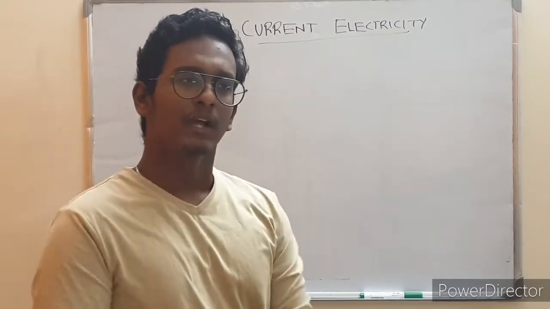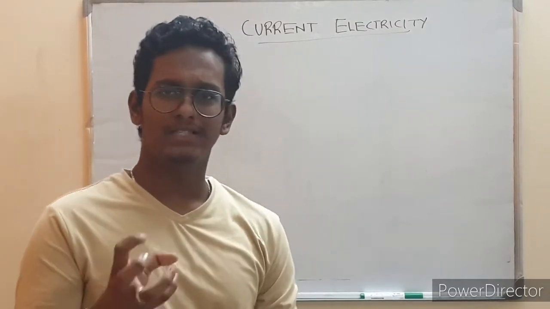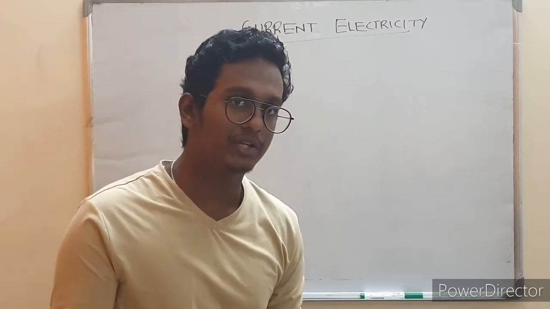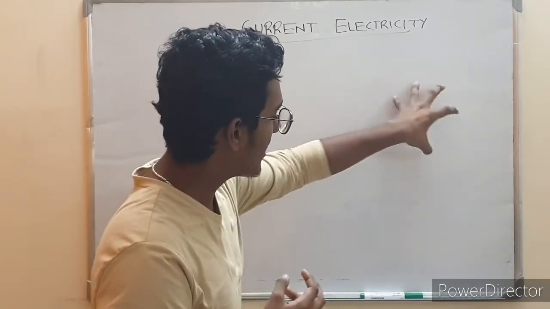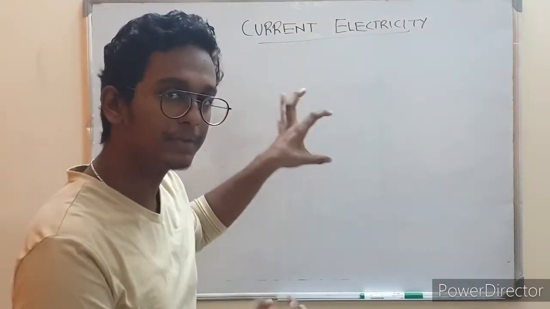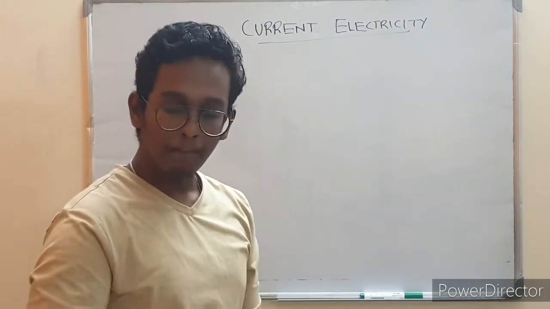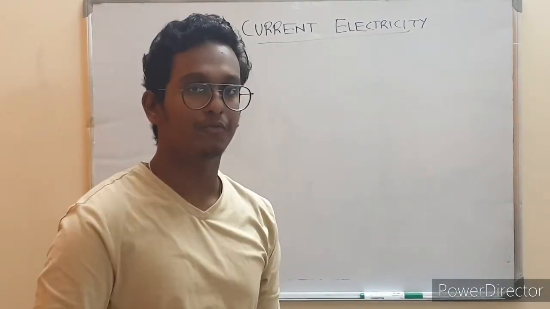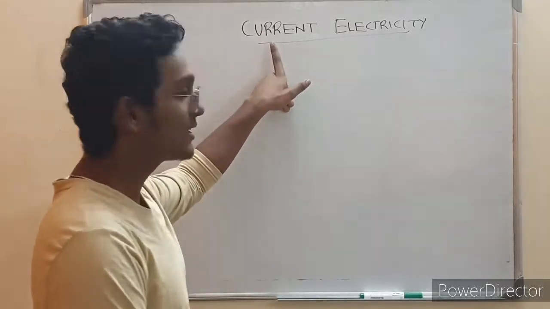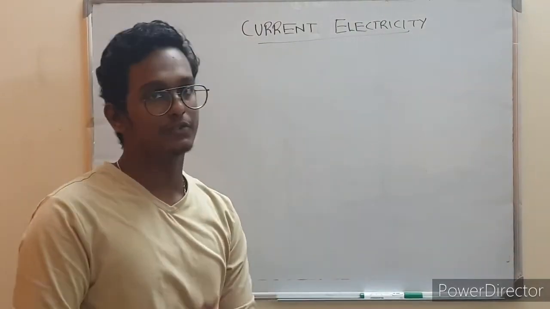Current electricity. So till now, all that we learned were about static charges. The charges were stationary. They never moved. We considered one positive charge here, one negative charge here. They are discrete and stationary. But now we are going to be talking about motion of charges, which gives rise to the word current. Current means motion of charges.